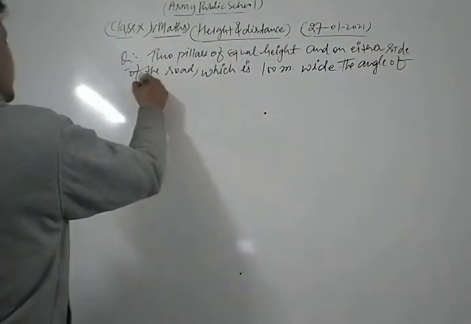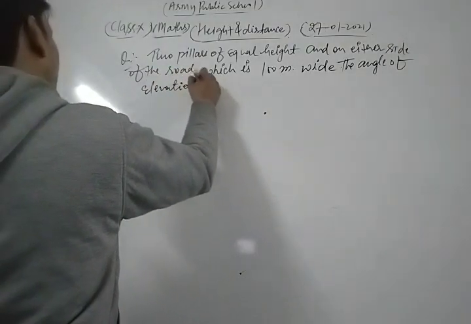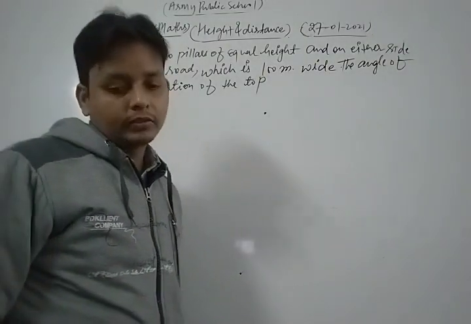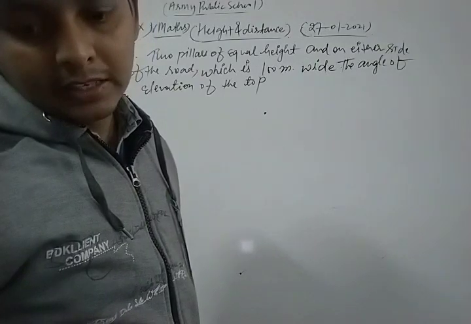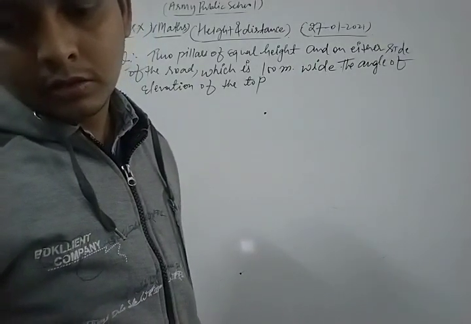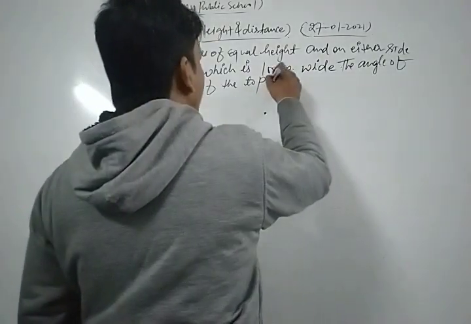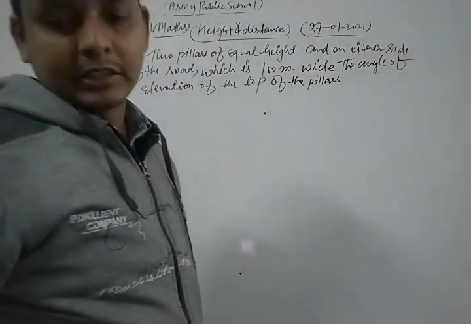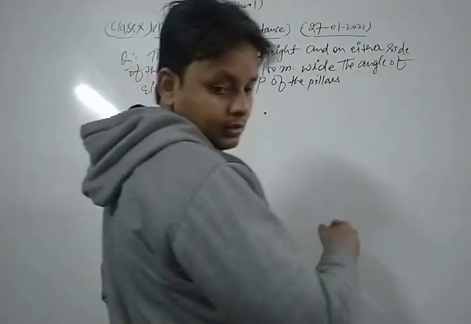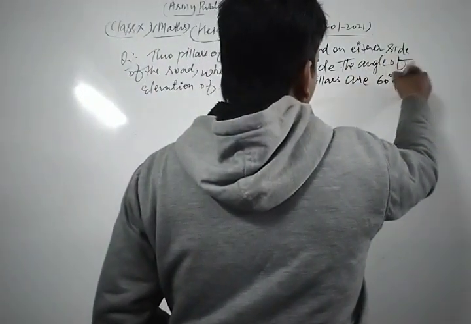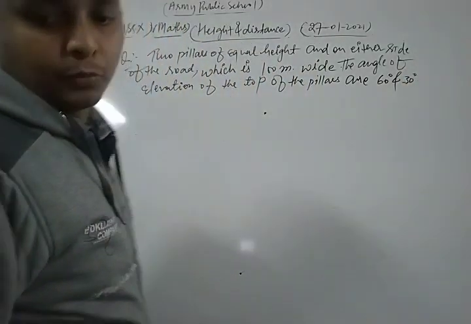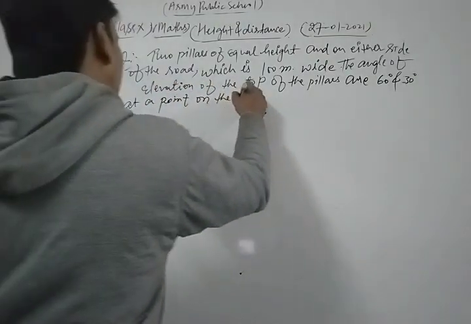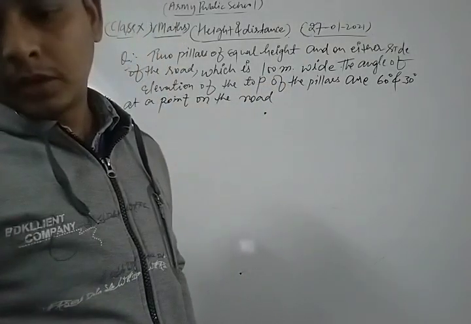of the pillars are 60 degree and 30 degree at a point on the road between the pillars.